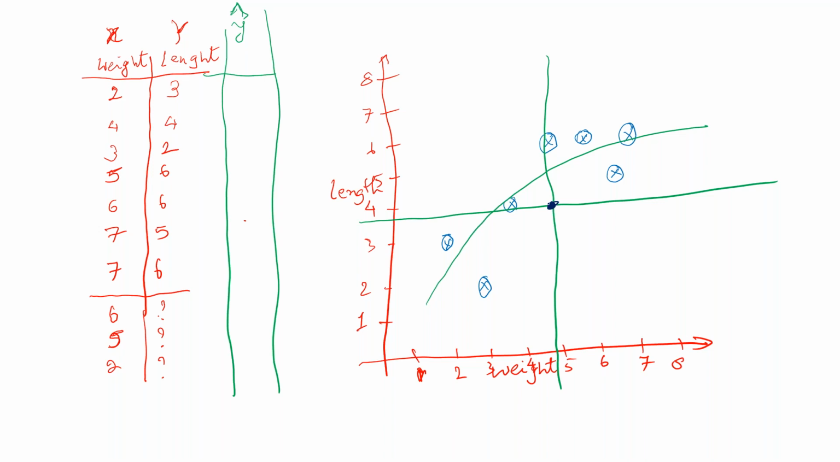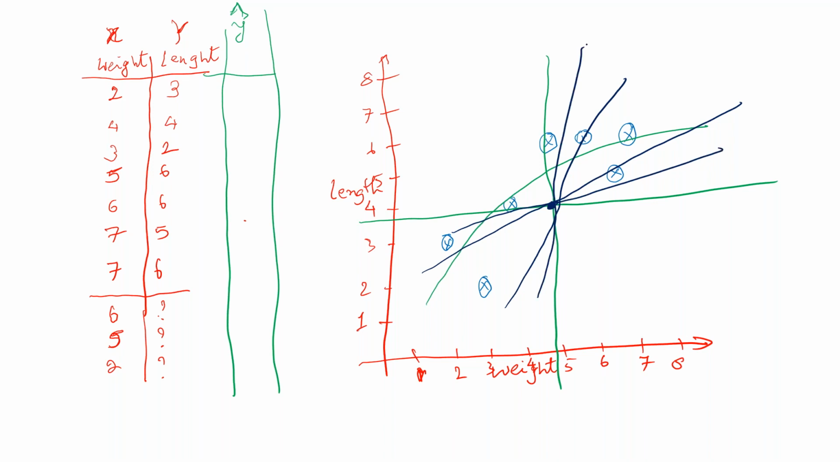To understand this data, many slanted lines can be possible. There can be a slanted line like this, a slanted line like this, again going via this point, or a slanted line like this, or this horizontal line. Anything can represent this data.